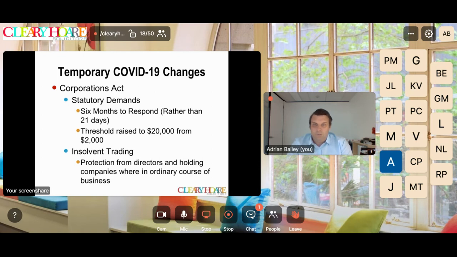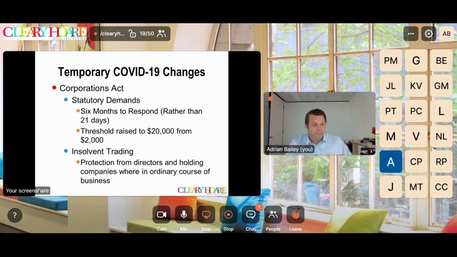So say, for example, if we're in the hospitality industry and our pub is shut down, straight away you would think that's insolvent trading. But that would be captured by this safe harbour here, because obviously with some of the restrictions that have been put in place, people can't help but to be put in that situation. So that's for the next 6 months.